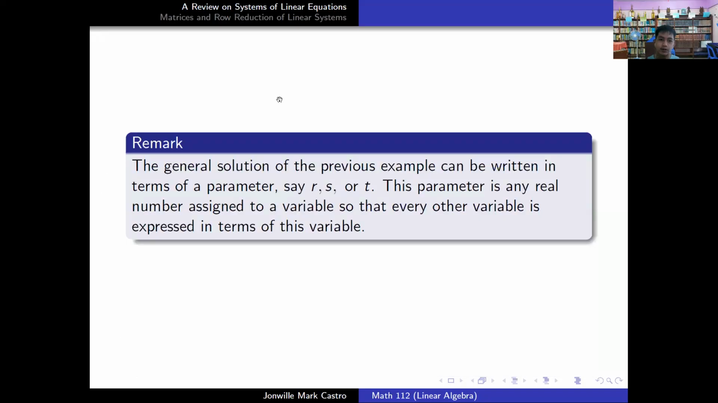So the general solution of the previous example can be written in terms of a parameter. This parameter is any real number assigned to a variable so that every other variable is expressed in terms of this variable. So, sa previous example, ginamit natin si R. Okay?